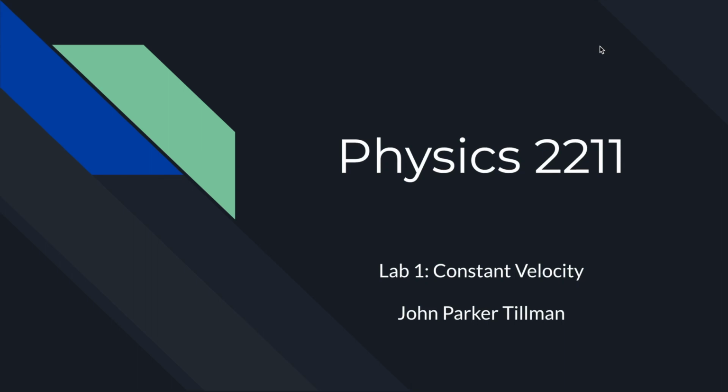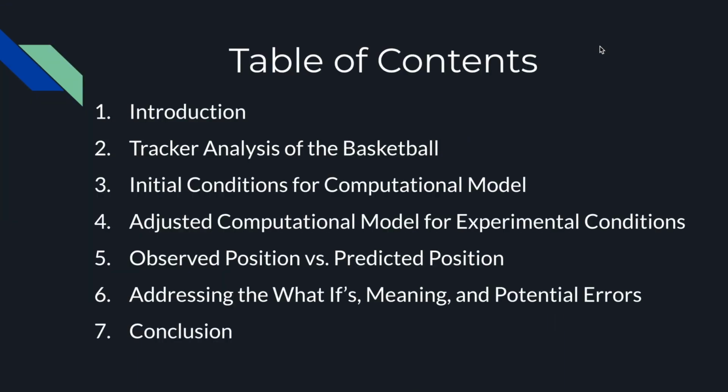211, Lab 1, Constant Velocity. Over the course of this presentation, we'll be going over the introduction, the tracker analysis of the basketball, the initial conditions for computational model, the adjusted computational model for the experimental conditions, the observed position versus predicted position, addressing the what-ifs, meaning, and potential errors, as well as the conclusion.